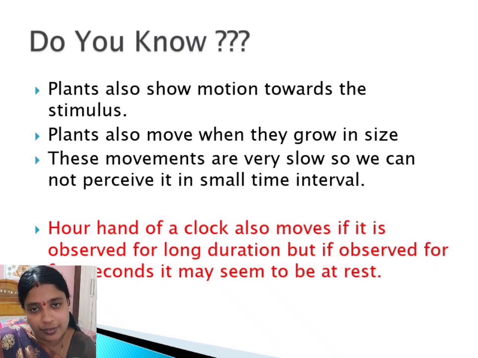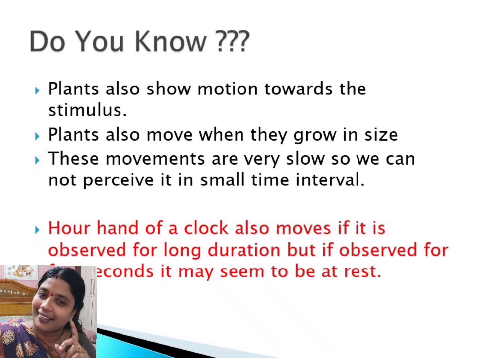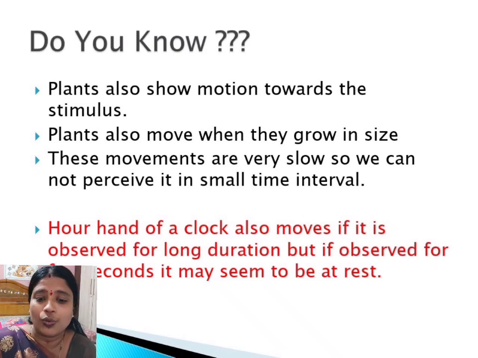Now when you observe the motion of these plants for a very short interval of time, let us say for one day or for some hours, you will not be able to notice their change in position. But if the time interval is a little longer, like when the seed is sown and it becomes a sapling, then it becomes a tree, which takes years, then over years plants also appear to move. Now these movements are very slow, so we cannot observe this type of motion in a small time interval.